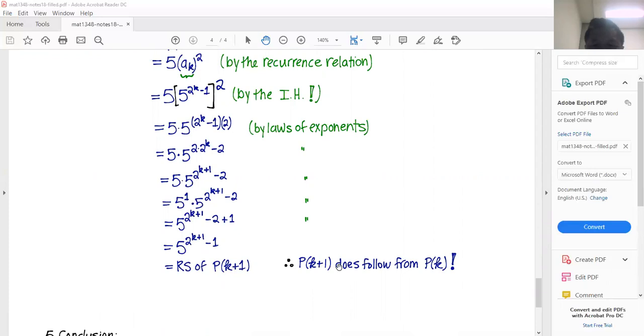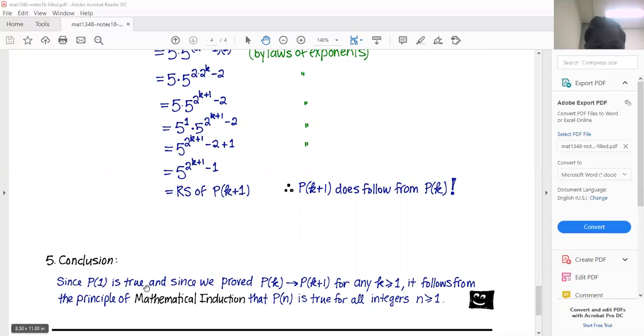Conclusion. Since P0 is true, and since we proved if P(k) is true, then P(k+1) is true for any k greater than or equal to 0, it follows from the principle of mathematical induction that P(n) is true for all integers.